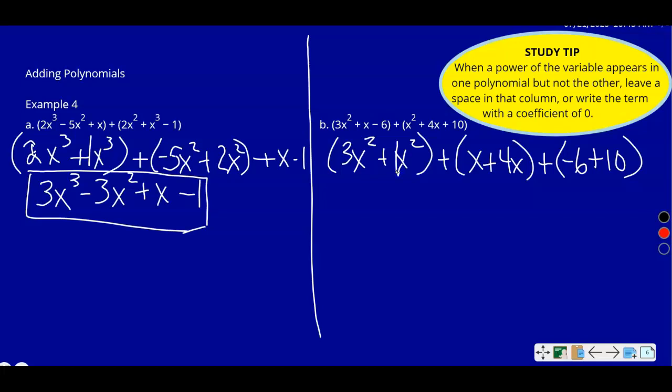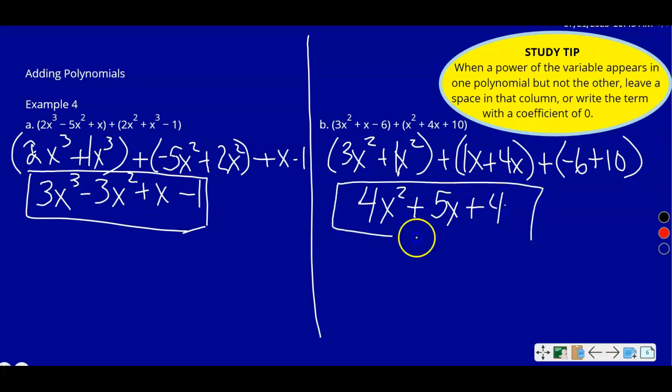All right, so again, I have 3x squared plus 1x squared. That's assumed to be a 1. 3 plus 1 is 4x squared. And then I have 1 plus 4. Again, put a 1 there if you need to. So 1 plus 4 is 5 x's. And then negative 6 plus 10 is plus 4.